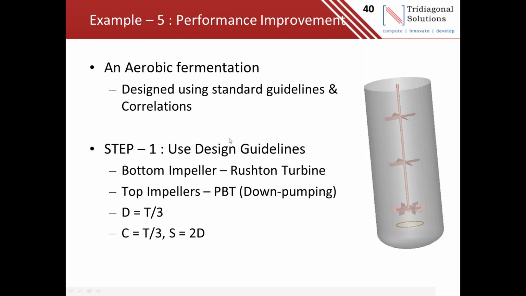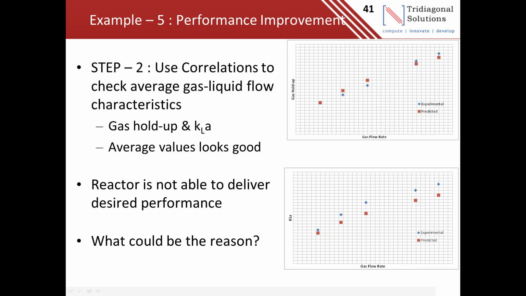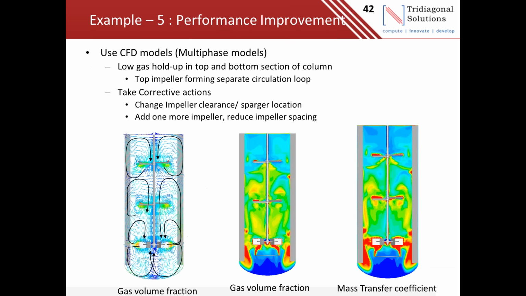One more application I would like to quickly highlight is an aerobic fermentation, where standard guidelines were used to design the fermenter: one high shear impeller near the sparger, so that whatever gas comes from the sparger is quickly disintegrated into finer bubbles, and then axial impellers were used to distribute these bubbles quickly over the reactor volume. We used correlations to estimate gas holdup and mass transfer coefficients, and they matched very well with the experimental results. However, the client was still experiencing poor performance for the aerobic fermentation system.